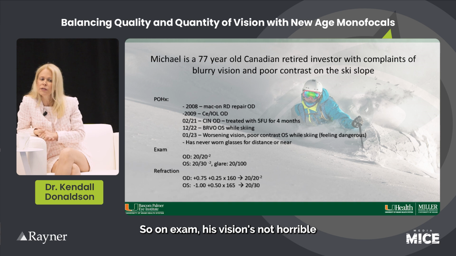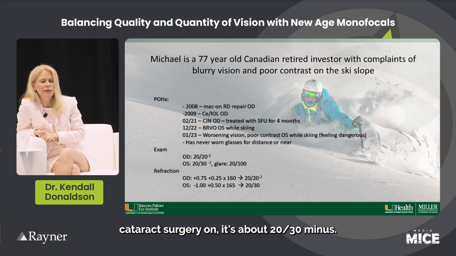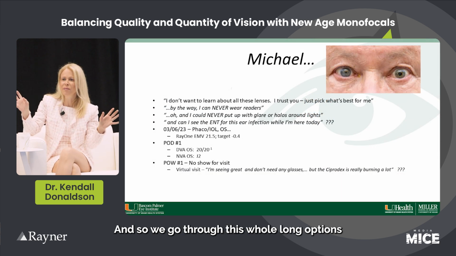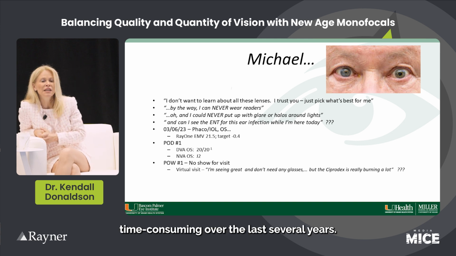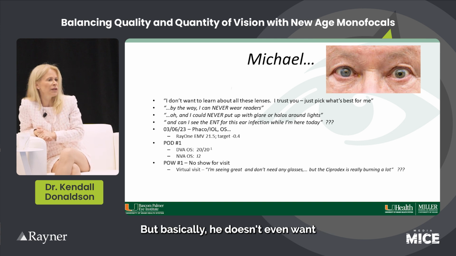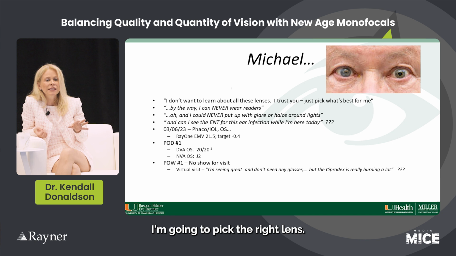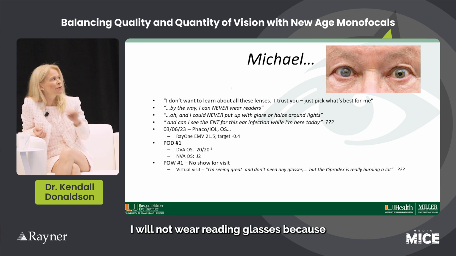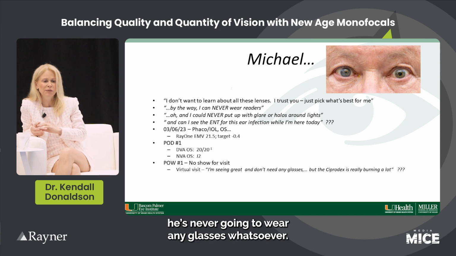So on exam, his vision's not horrible in the eye that we're going to be doing cataract surgery on. It's about 20/30 minus. And so we go through this whole long list of lens choices. That's become quite time consuming over the last several years. But basically, he doesn't even want to learn about all these lenses because we're good friends. He just wants me to pick the lens, and he's sure I'm going to pick the right lens. And he just says, by the way, I will not tolerate glare and halos. I will not wear reading glasses, because he's never going to wear any glasses whatsoever.